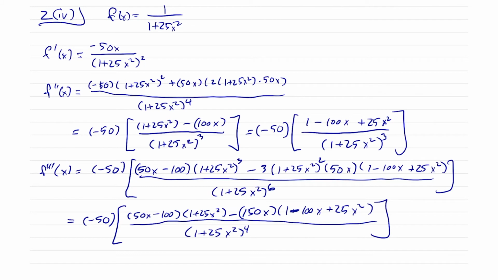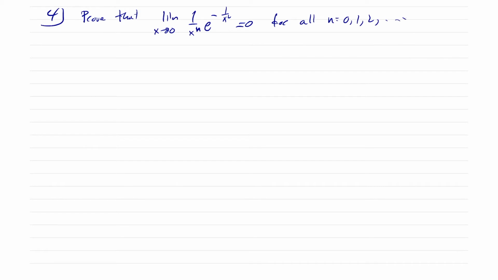And so, okay, so number 3, I'll sketch up a quick algorithm, and I'll give it to you guys if you want to play with it. But then let's go ahead and talk about number 4. So number 4, I just want you to prove that the limit as x goes to 0 of 1 over x to the n times e to the minus 1 over x squared is equal to 0 for all n: 0, 1, 2, etc.